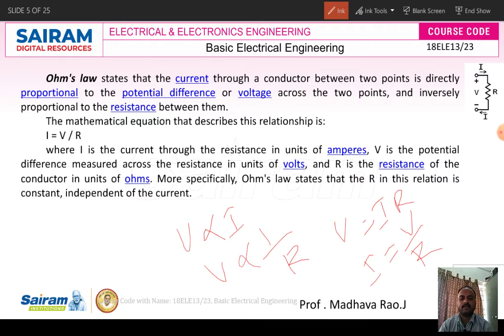First, the statement. Ohm's law states that the current through a conductor between 2 points is directly proportional to the potential difference, that is called V. So I is proportional to V or V is proportional to I. Next, inversely proportional to resistance between them at constant temperature. The condition is at constant temperature. So according to Ohm's law, V is equal to IR, you can write I is equal to V by R. So this is the statement of Ohm's law.